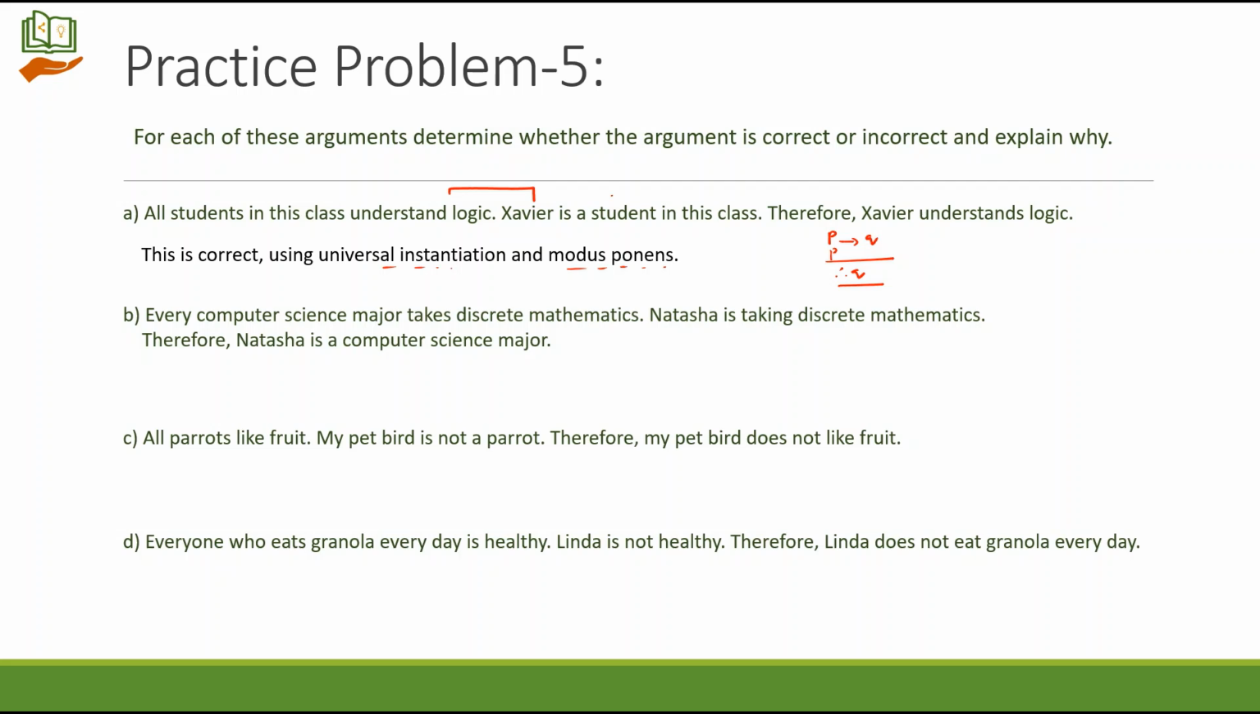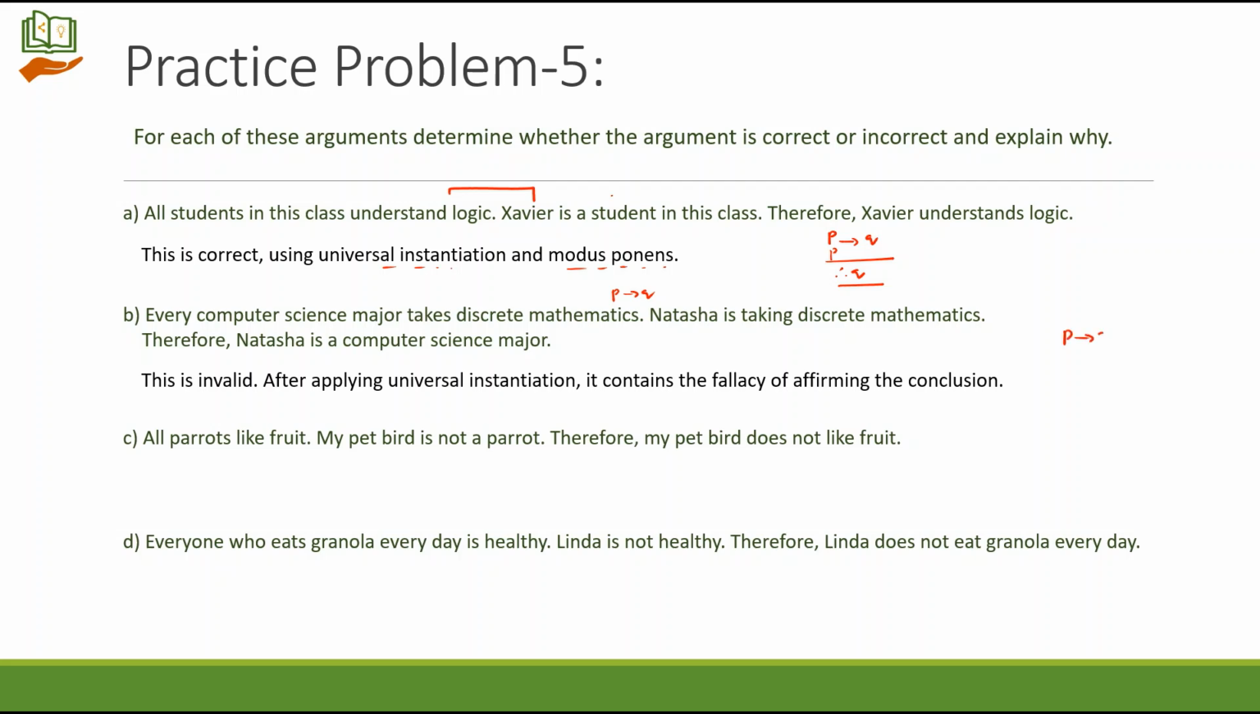Next argument. Every computer science major takes discrete mathematics. Natasha is taking discrete mathematics. Therefore, Natasha is a computer science major. Here, every computer science major takes discrete mathematics will be in the form of P implies Q. Natasha is taking discrete maths is Q. P implies Q and Q is not modus ponens. This is invalid. After applying universal instantiation, it contains the fallacy of affirming the conclusion. It comes to the form stating this one. This is what we saw in the example.